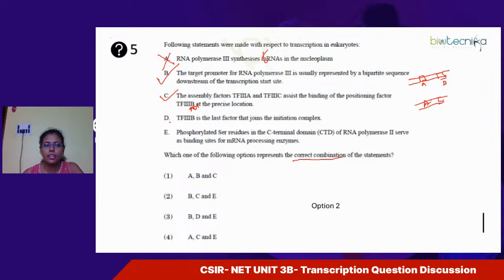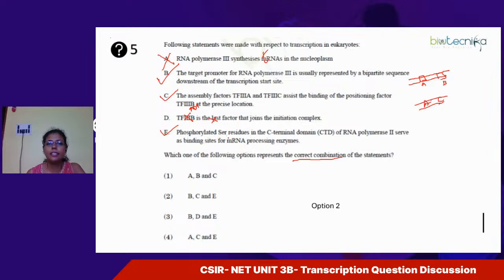Now, TF3B is the last factor that joins the initiation complex. No, this is wrong. There are many other factors which join the initiation complex. Okay, like your TBP is there. Fine. So this is not the last factor. This word is wrong.